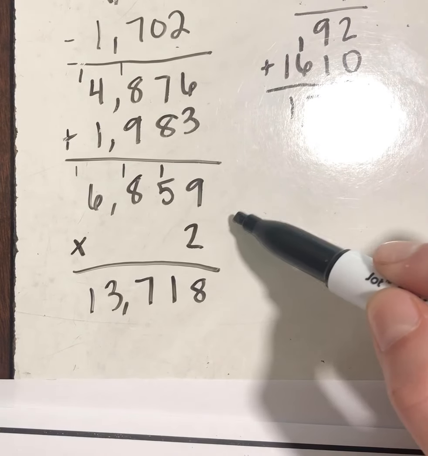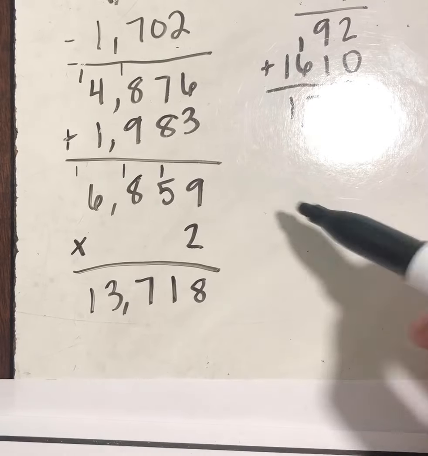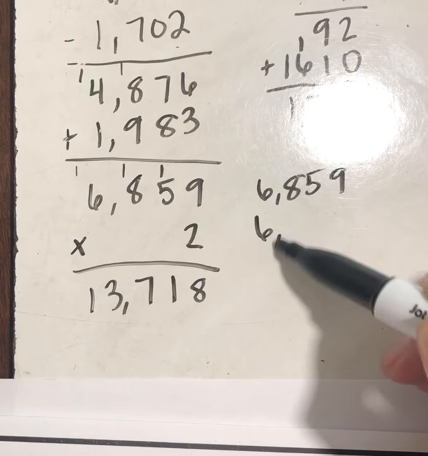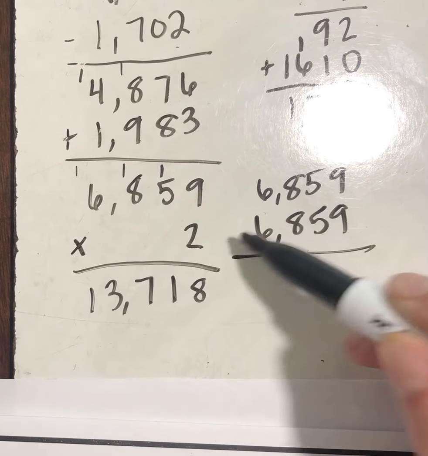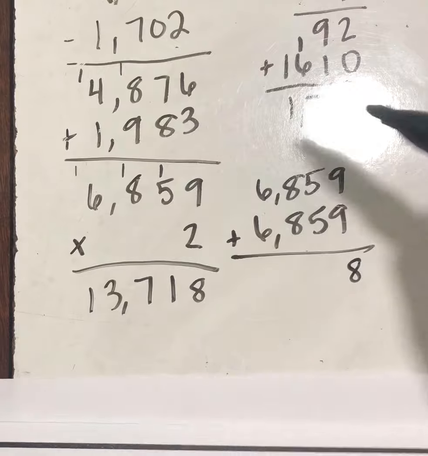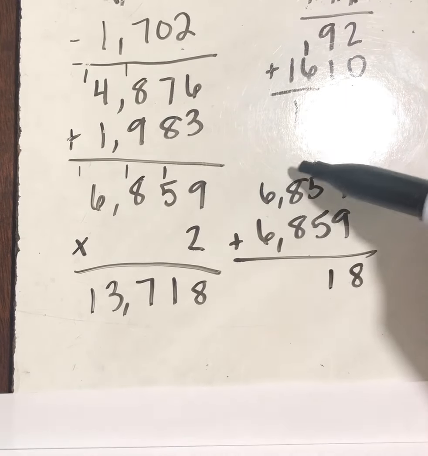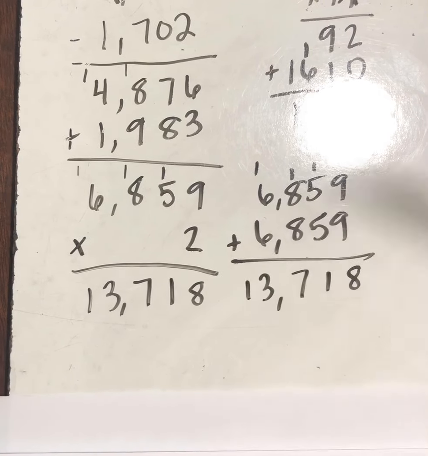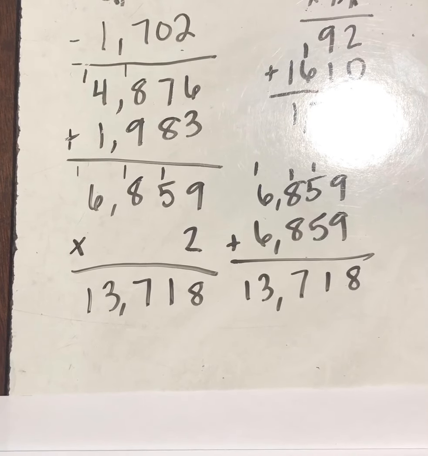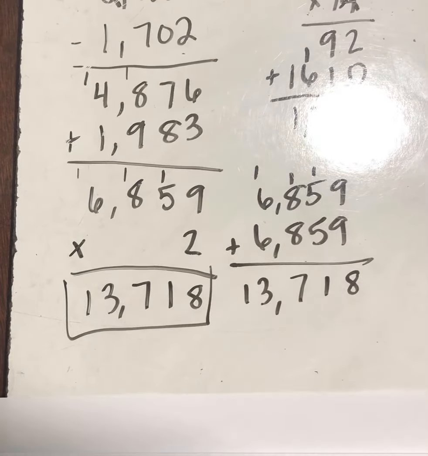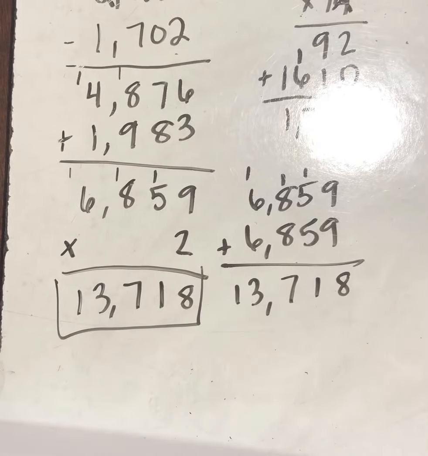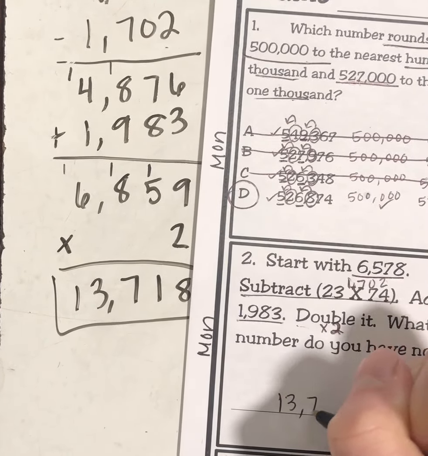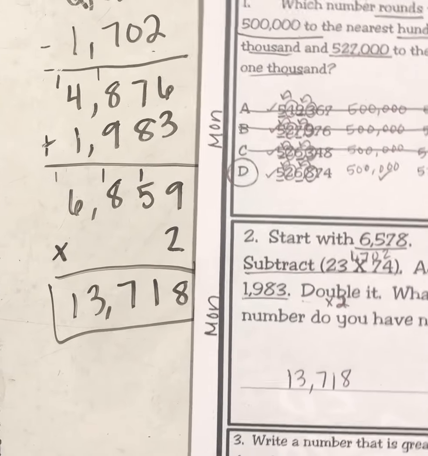Now, if I wanted to double it like this, where I take 6,859 and then I just add another one, that could still be our answer because it's basically the same thing. You're just adding. So I am just showing you that both of these answers are correct when you add them. So our answer to our question is 13,718. Very good.